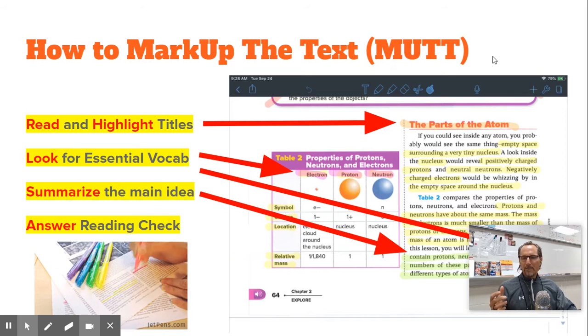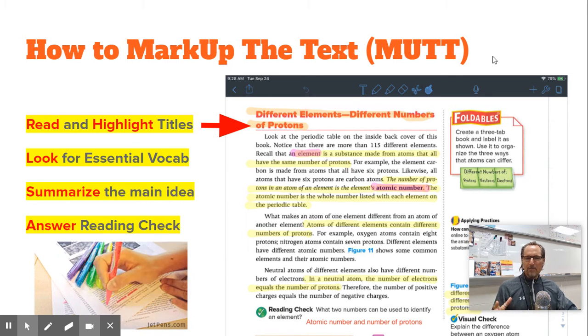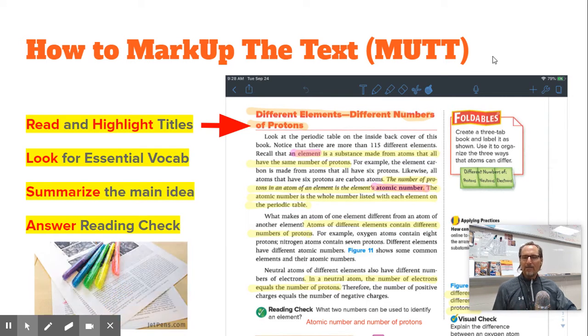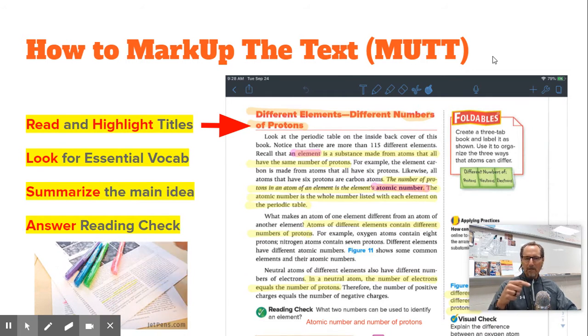Okay, so let's go ahead and go to the next page and do the same thing. Again, I have different elements, different number of protons as my title. So this must be looking at the different elements, and each of those elements is going to have a different number of protons. Remember, when we talked about it yesterday in class, I said that the number of protons is really the defining characteristic of an atom, because the number of protons determines what element it is. And so again, that's basically what this is saying.